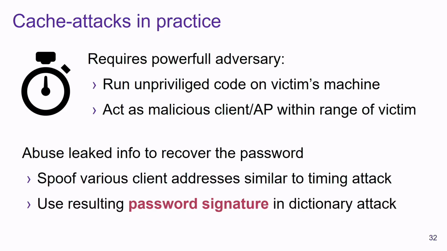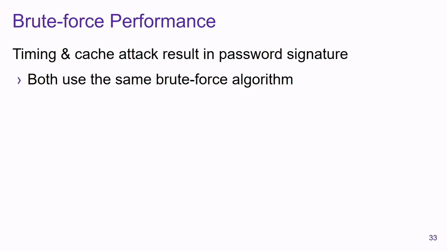One thing I also want to discuss is that I've always been talking about performing these dictionary or brute force attacks, but I haven't yet explained how costly those attacks are. The reason I waited with explaining that is that we can use exactly the same brute force algorithm both for our timing attacks and for our cache attacks. So that's nice. We can implement our brute force algorithm once, and use it in both cases that I just discussed.